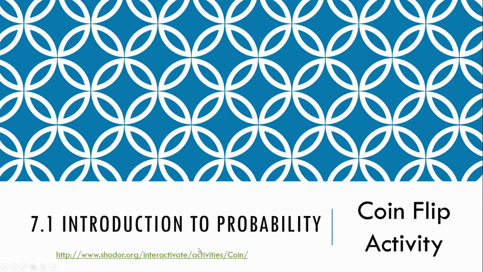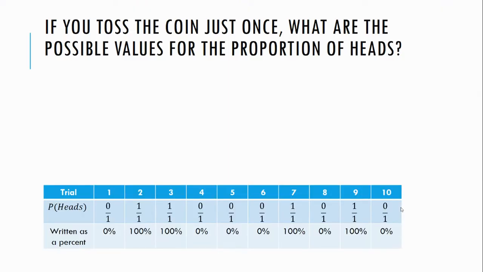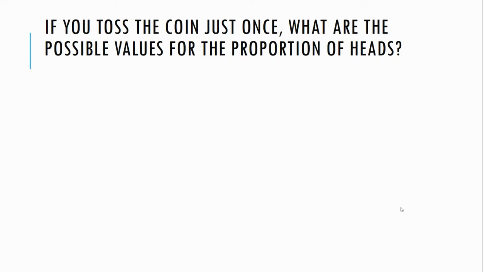This is the website that I use to create this activity. It's a coin flip activity. Okay, here we go. So if you toss the coin just once, what are the possible values for the proportions of heads? All right, so let's toss the coin one time. I get tails. Let's toss the coin again.